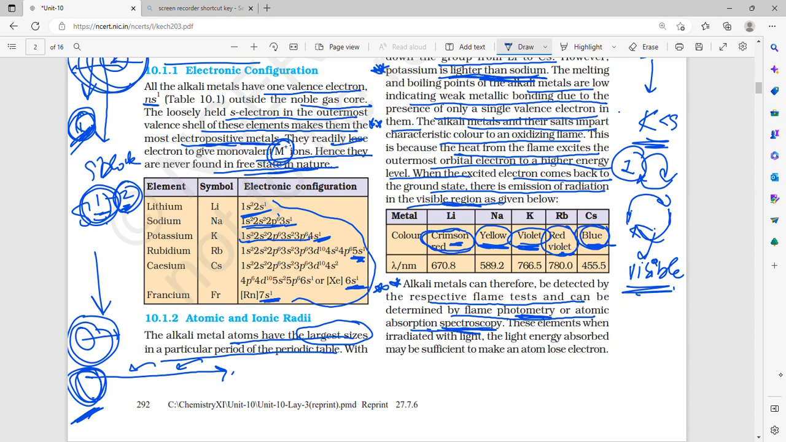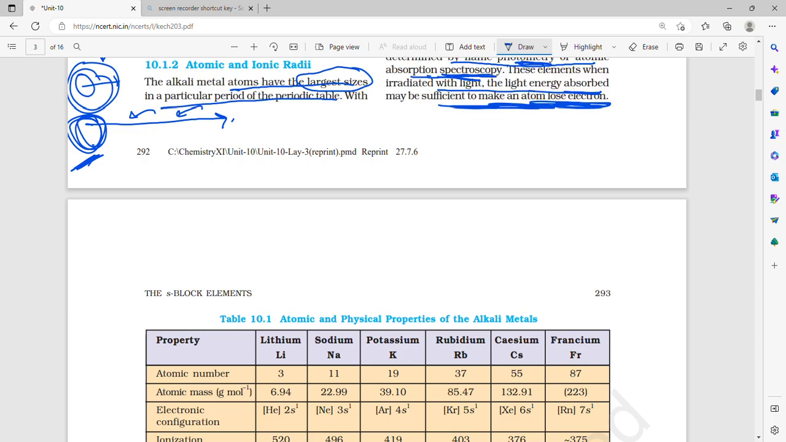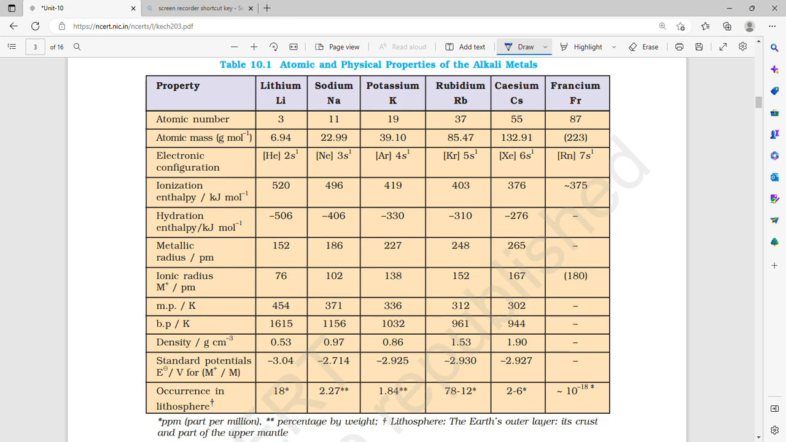These elements, when irradiated with light, may absorb energy sufficient to make the atom lose electrons. So when these elements are irradiated with light, the light energy absorbed is sufficient to make an atom lose an electron, since it has only one loosely bound electron.